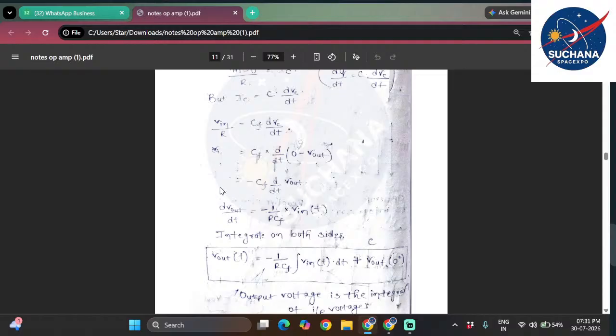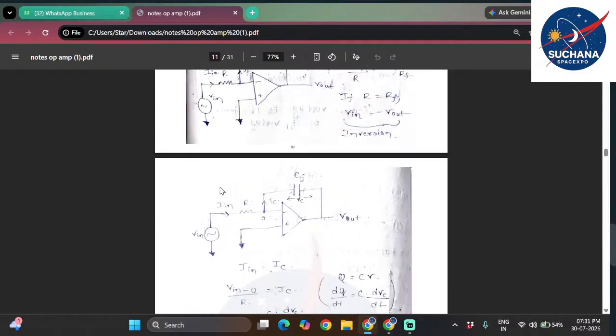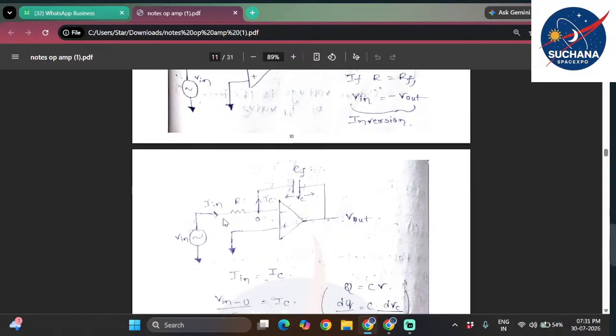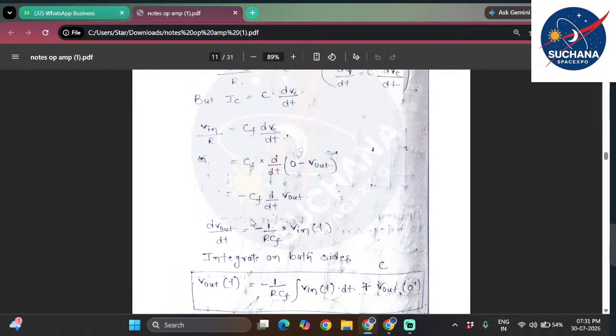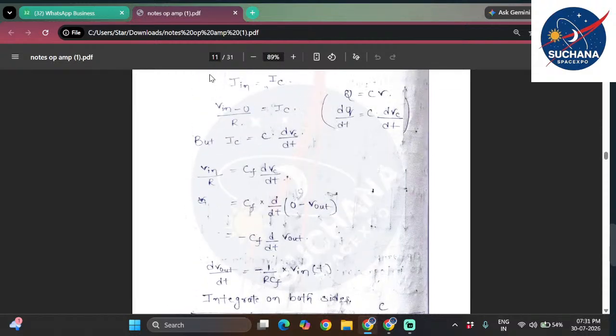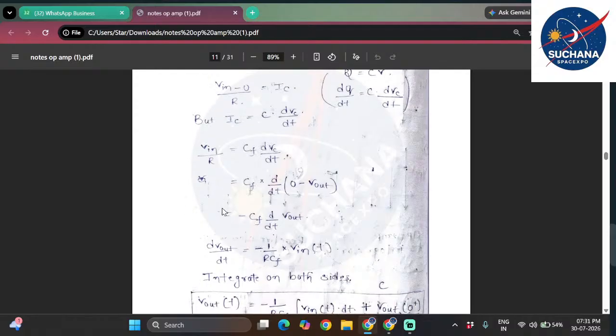And on the right side we have I in, the input current. We also derived I in: I in is V in by R. So finally we equated both equations. V in by R is equal to minus CF into dV out by dt. Here also dV out by dt is nothing but the slew rate.